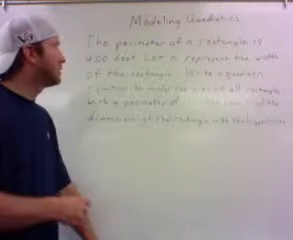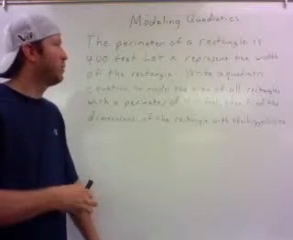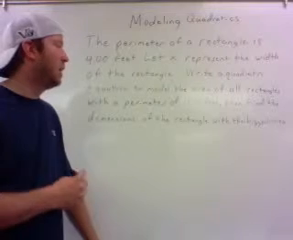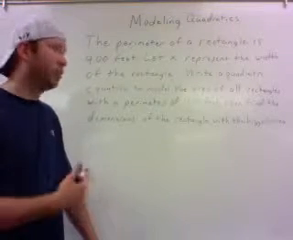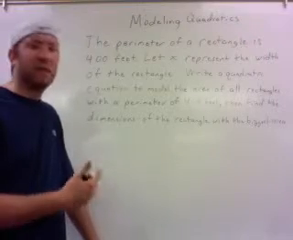So what this one says is, the perimeter of a rectangle is 400 feet. Let x represent the width of the rectangle. Write a quadratic equation to model the area of all rectangles with a perimeter of 400 feet. Then find the dimensions of the rectangle with the biggest area.